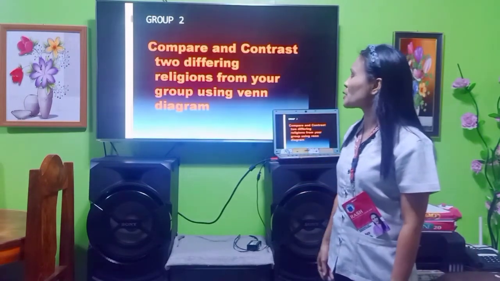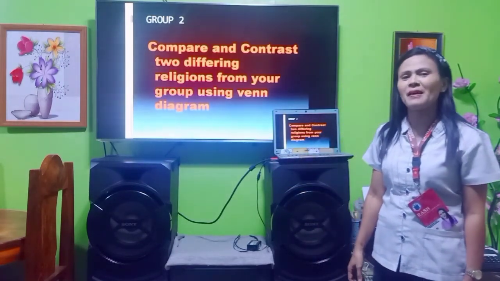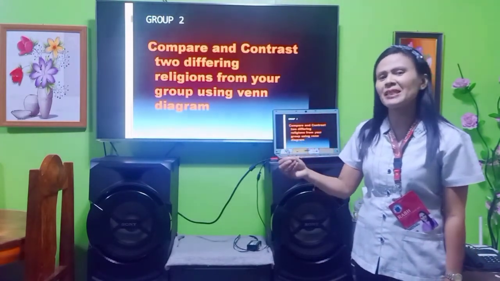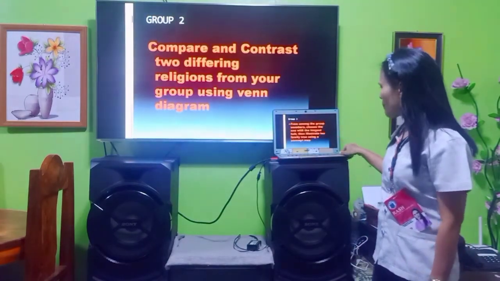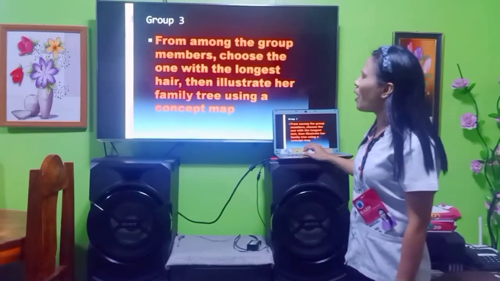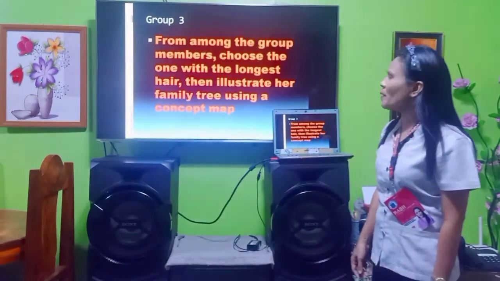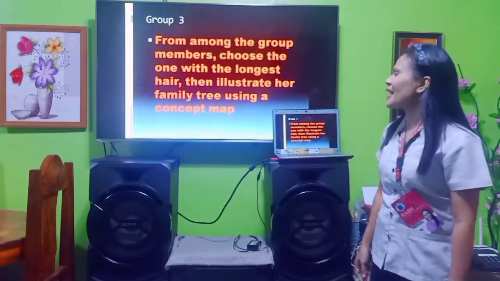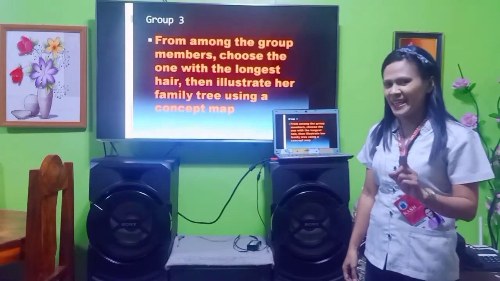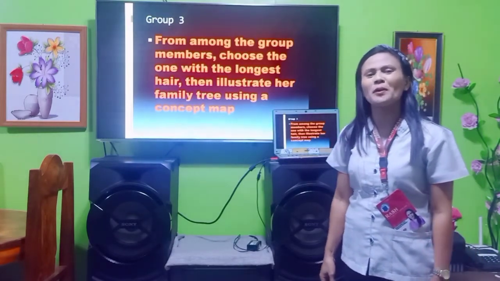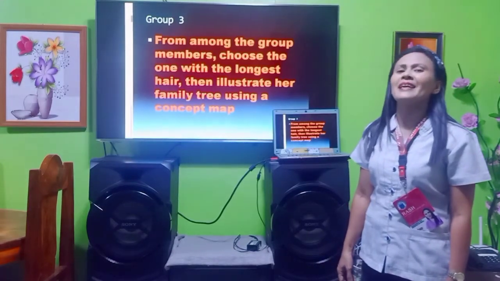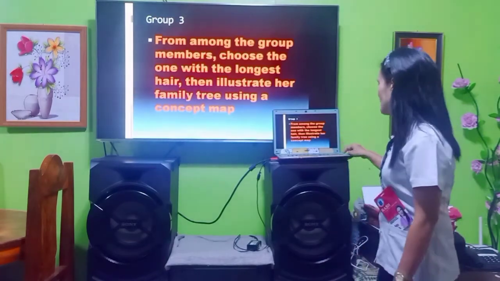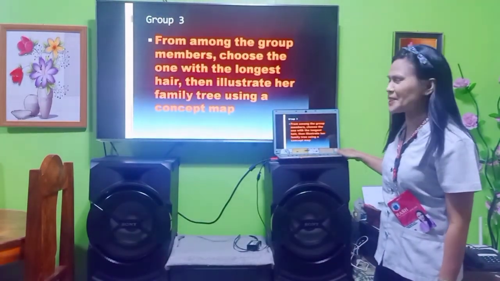Next, the group 2, you are going to make a compare and contrast chart by comparing and contrasting 2 different religions from your group using the Venn diagram. So, find two different religions in your group, and you are going to compare and contrast that one using the Venn diagram. The group 3, from among the group members, choose the one with the longest hair and then illustrate her family tree using the concept map. So, again, choose the one with the longest hair, and what you're going to do is that you are going to extract information of the family tree of that person. And you are going to use the concept map.